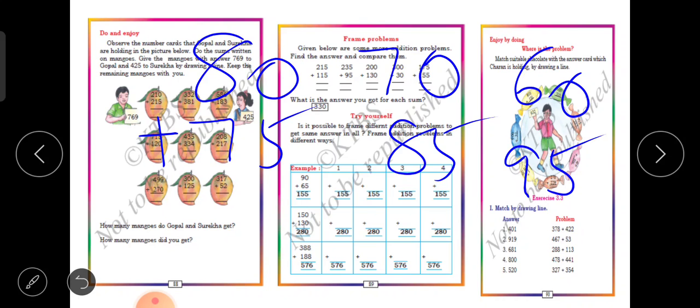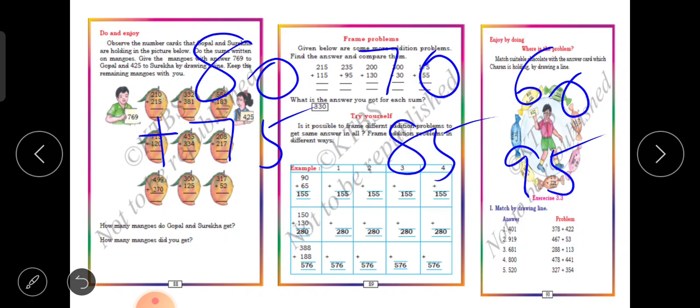In 3.3 it is a match the following. Add and see which one is 401. Which number is getting 401? Which answer is 401? Draw the line and see the answers and write it.